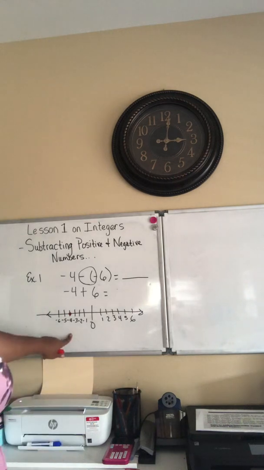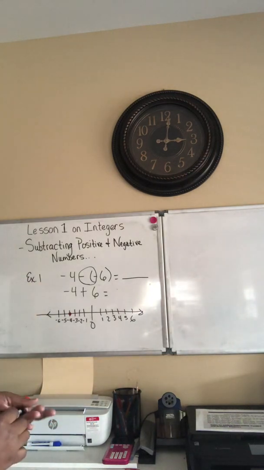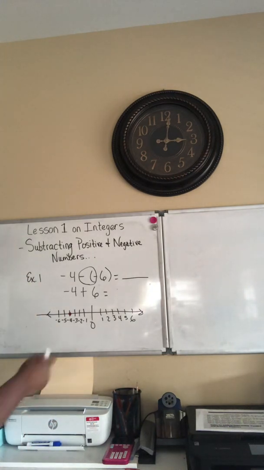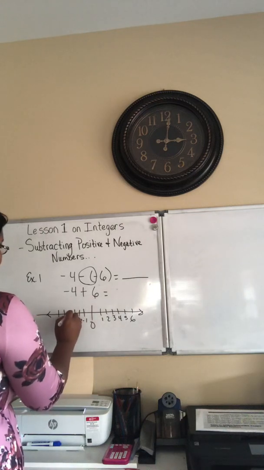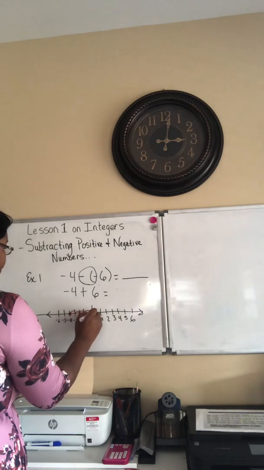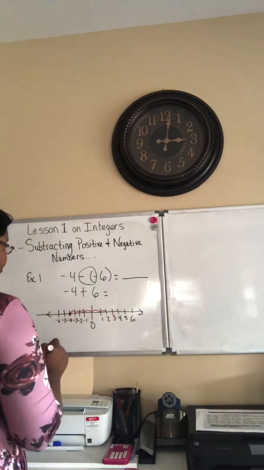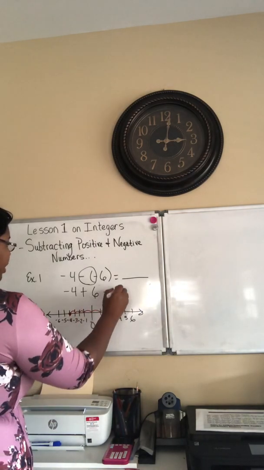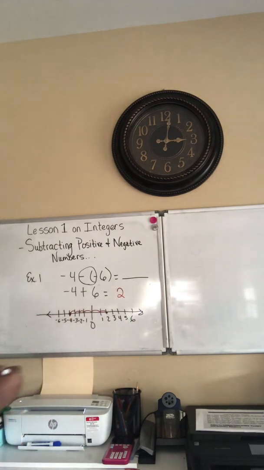Now it becomes this actual problem. So I start with negative 4 plus, or positive 6. So now let's tell me I need to go 6 in the positive direction. 1, 2, 3, 4, 5, 6. Landing me on a positive 2.